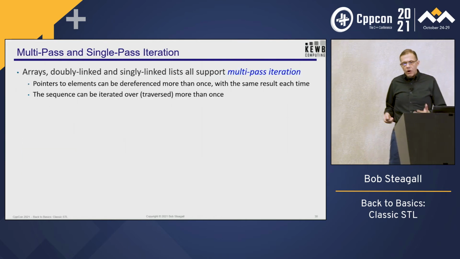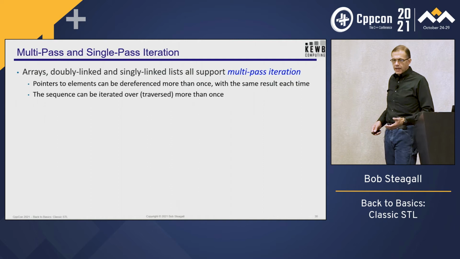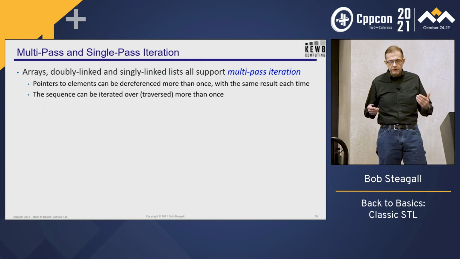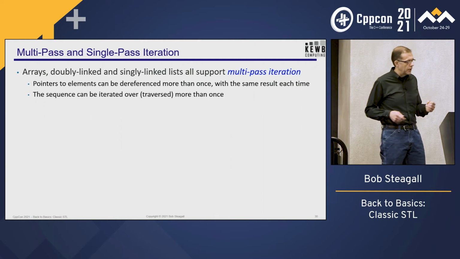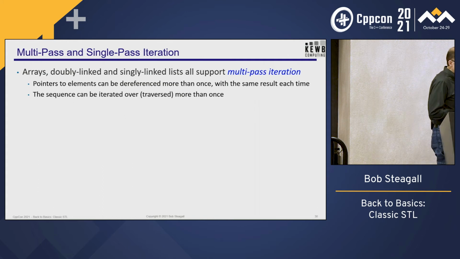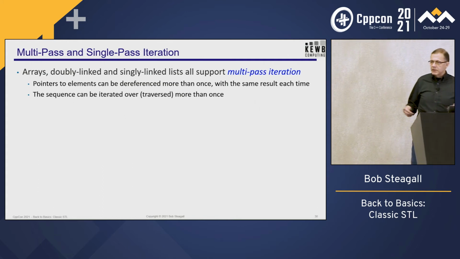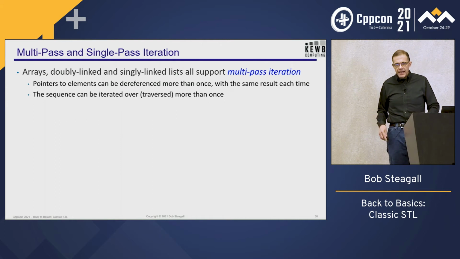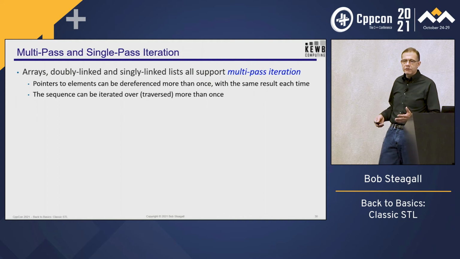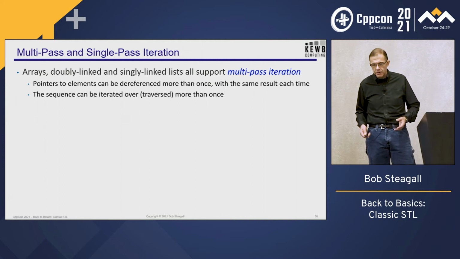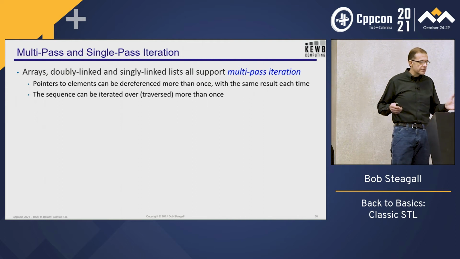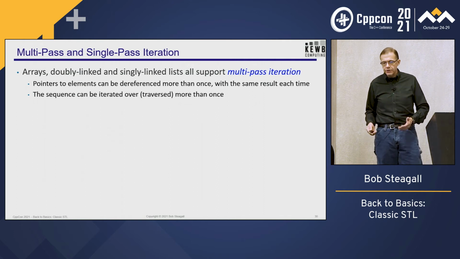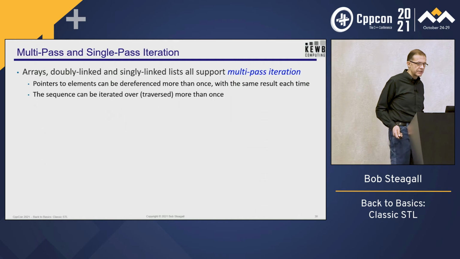Well, all of these 3 data structures that we just looked at all support the idea of multi-pass iteration. In other words, you can have pointers to elements, and those pointers can be dereferenced as many times as you like, and as long as the element hasn't changed and the pointer hasn't changed and the pointer still points to the element, every time you dereference the pointer, you'll get the same result. And the sequence can be iterated over with pointers multiple times. The act of iteration does not change the sequence itself.